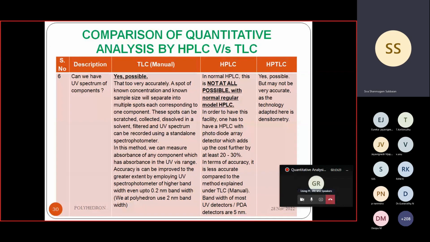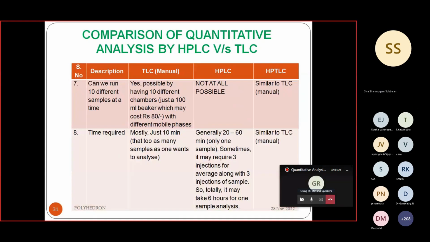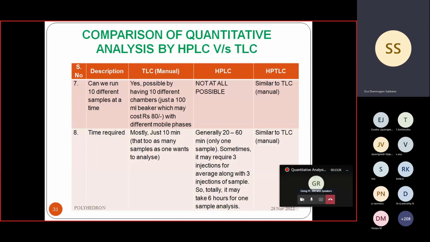This is my interesting area. Can we run 10 different samples at a time? Yes, we can. In point number 5, I explained the same sample, any number of samples. Here, we can run different samples with different developing chambers and different mobile phases at any given point of time, and get the results of everything together. Whereas in HPLC, it is not at all possible. Every time you have to inject a separate sample.